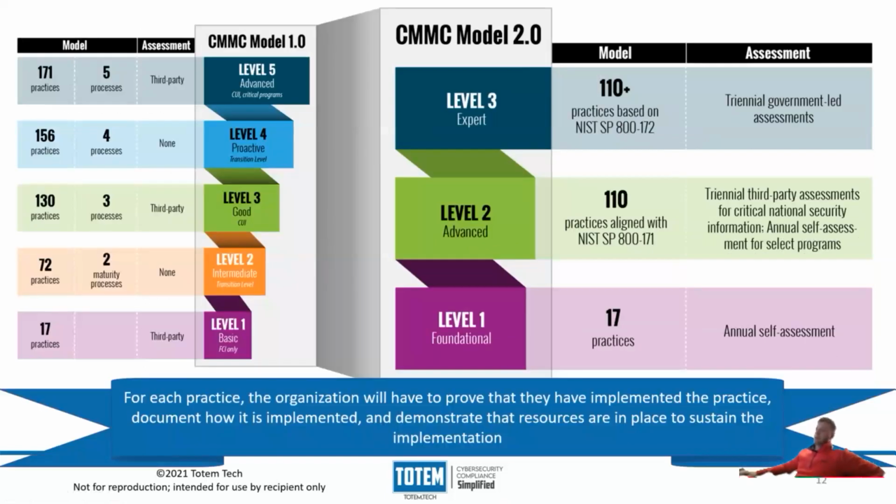So you see here, here's the differences between CMMC Model 1.0 and CMMC Model 2.0. You see that these are color-coded. So level 1 has stayed the same as level 1. This level 3 is the new level 2, and the level 5 is the new level 3. So you'll see that they took out level 2 and level 4 to simplify the process. And for each practice, the organization will have to prove that they have implemented the practice, document how it is implemented, and demonstrate the resources to be able to sustain that implementation.